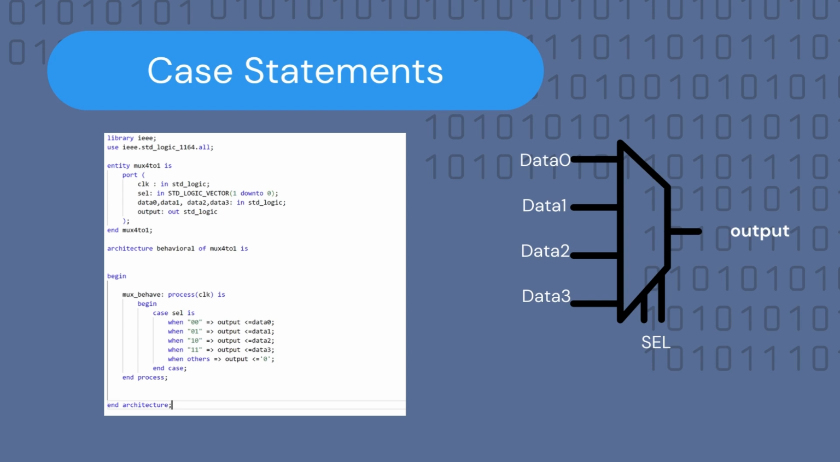When the select is in the case 0, 0, data 0 is routed to the output. When it's 0, 1, data 1 is routed to the output. When it's 1, 0, data 2 is routed to the output. And when it's 1, 1, data 3 is routed to the output. If none of the cases are satisfied, the when others is executed and 0 is routed to the output, just as shown.